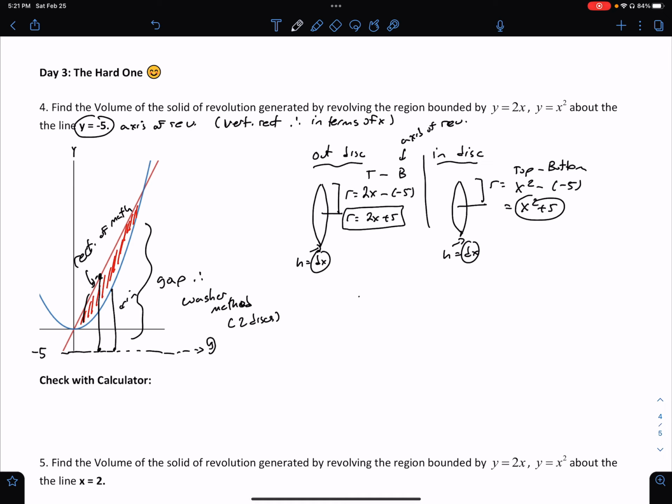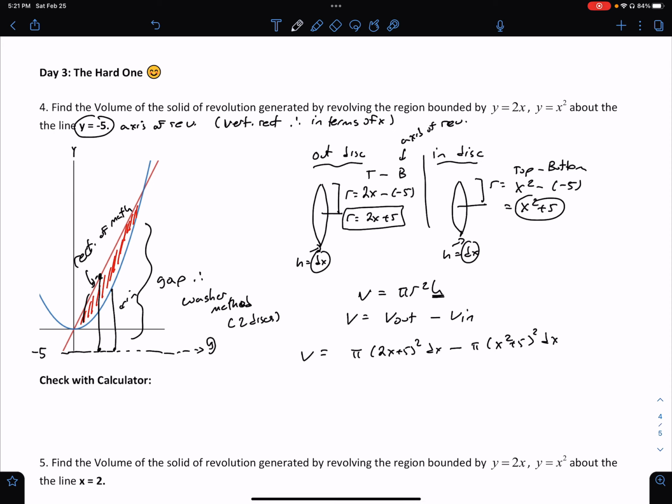So to get the volume from the other day, we said the volume is pi r squared h. But here we're looking for the volume of the outside function minus the volume of the inside function. So we just have to do it twice. The outside function is going to be pi, its radius is 2x plus 5 squared. The height is always dx, minus the inside, pi x squared plus 5 squared dx.